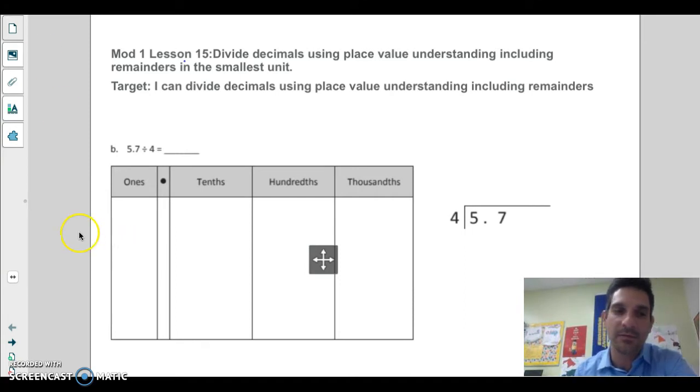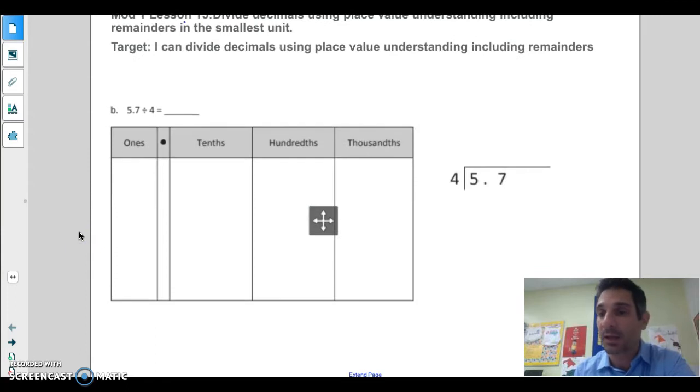Back in the day, you might have written the words remainder blank. We're not going to do that anymore. So let's get going. We're also going to use the place value stuff here, just so you're exposed to it, so you understand how it goes. All right, so let's go.